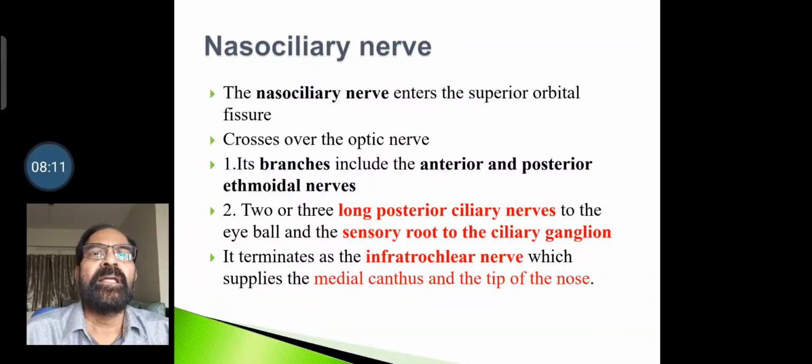Nasociliary nerve. The nasociliary nerve enters through the superior orbital fissure, crosses the optic nerve. Its branches include anterior and posterior ethmoidal nerves, 2 or 3 long posterior ciliary nerves to the eyeball and the sensory root to the ciliary ganglion. It terminates as the infratrochlear nerve, which supplies the medial canthus and the tip of the nose.